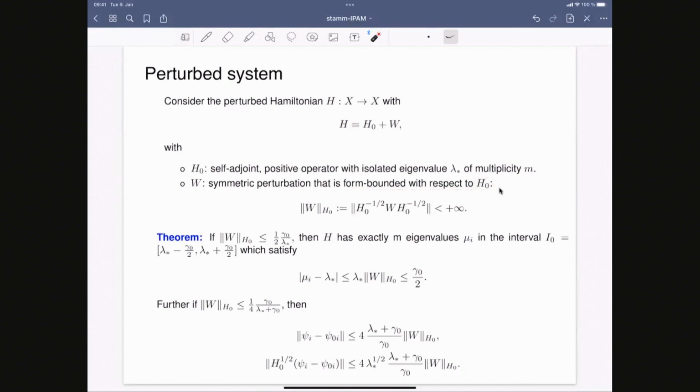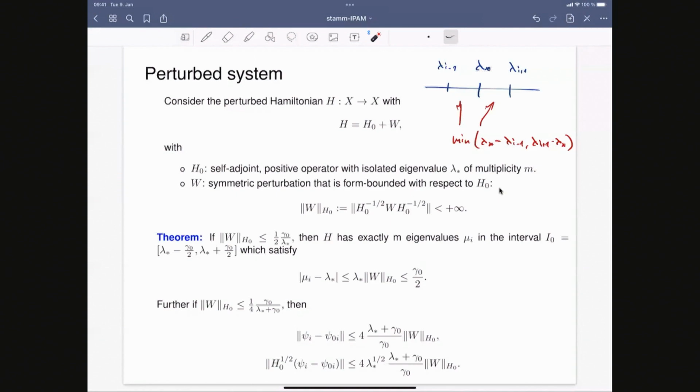Now the theorem says that if this quantity here is smaller than 1/2 gamma 0, where gamma 0, if this is lambda star, you might have an eigenvalue here, let's call it I plus 1, maybe gamma I minus 1. So gamma star here is the min of the two gaps. It is the distance from lambda star to the rest of the spectrum.